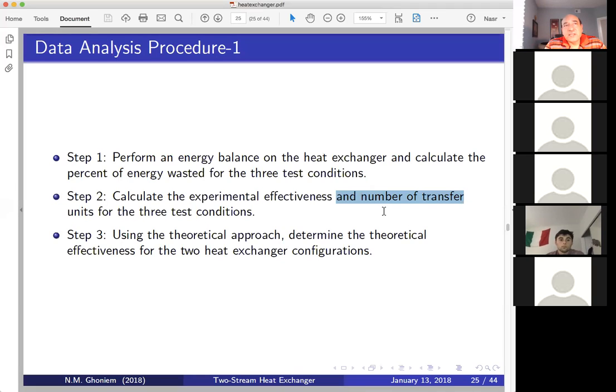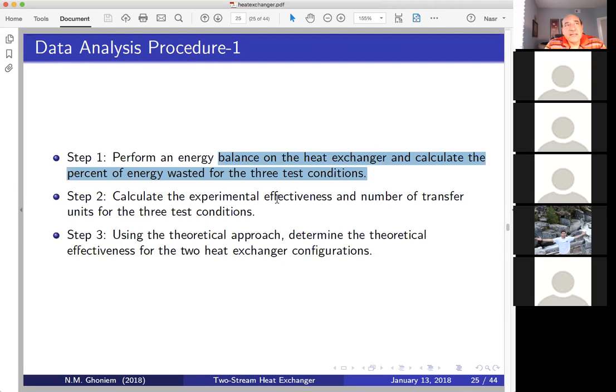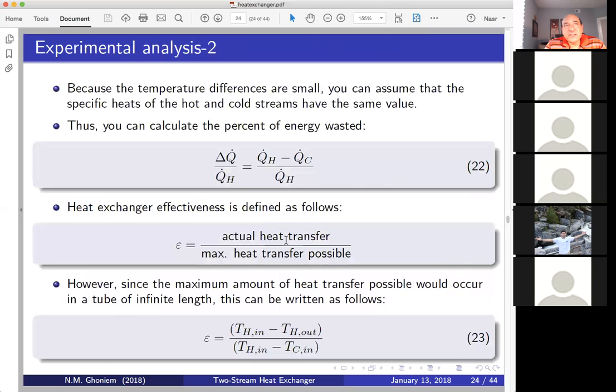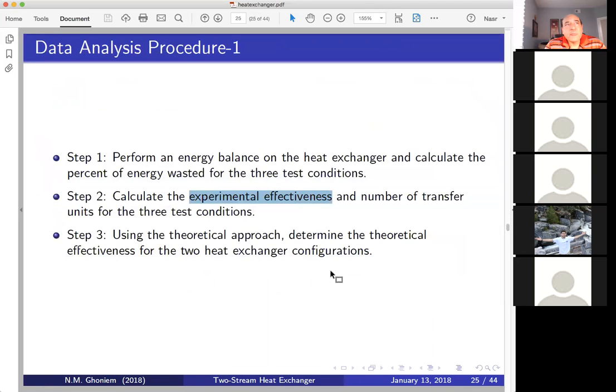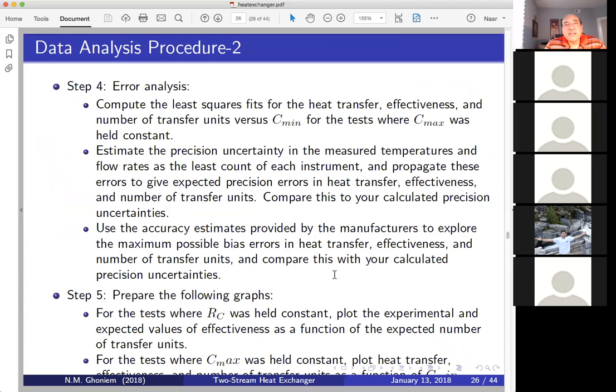So at this point, we are done because we have the energy balance, which is the first objective, and the effectiveness calculated. And then we have the theory. The theory is right here. These two equations, 18 and 19. That is the theory. So we're going to compare to those. And then we are going to do some error analysis.